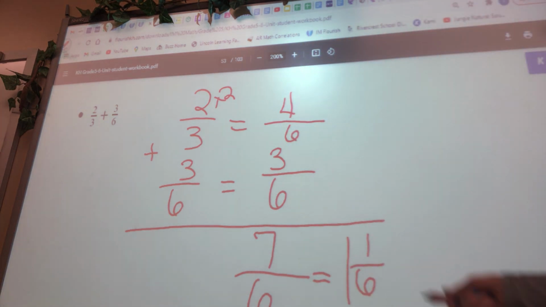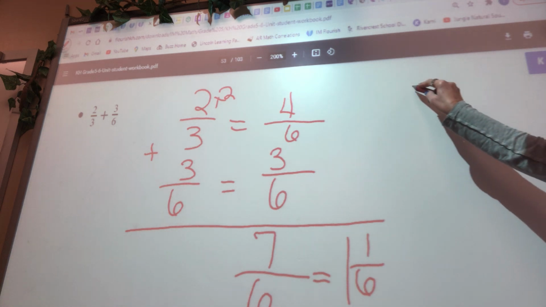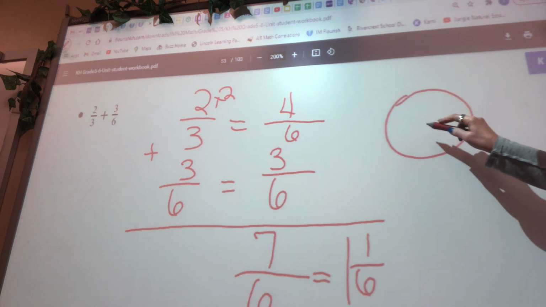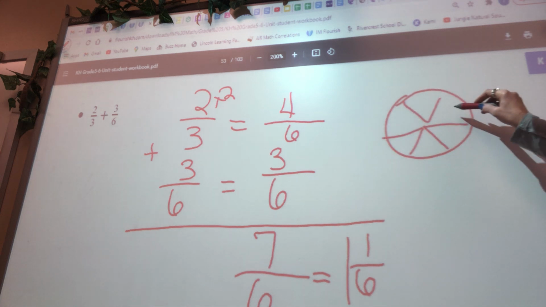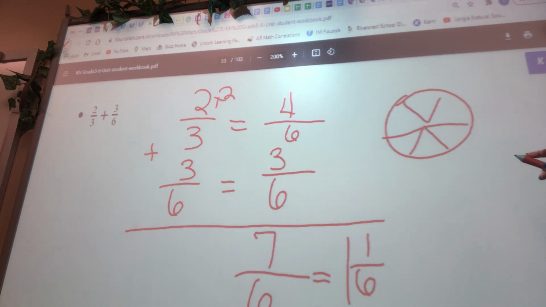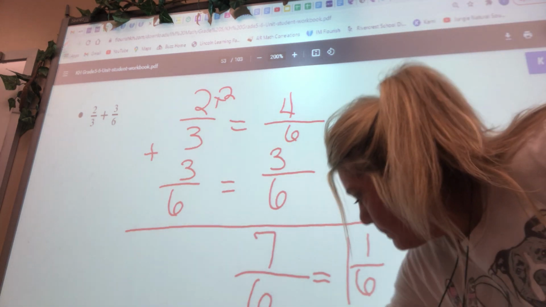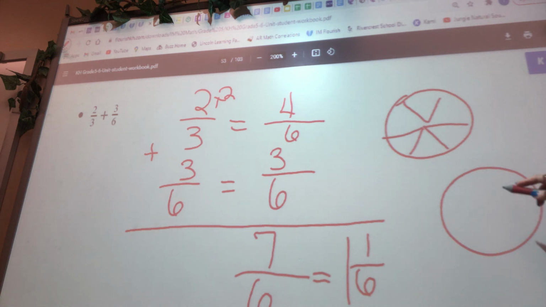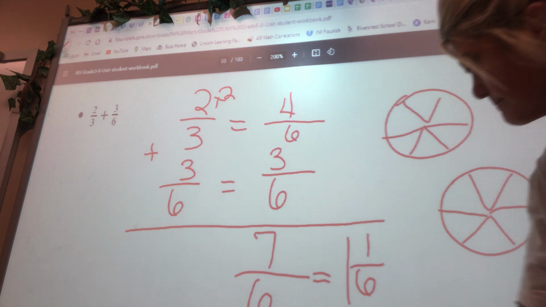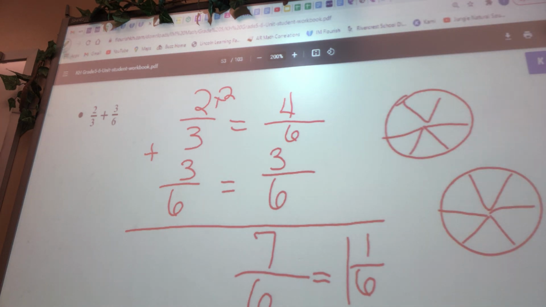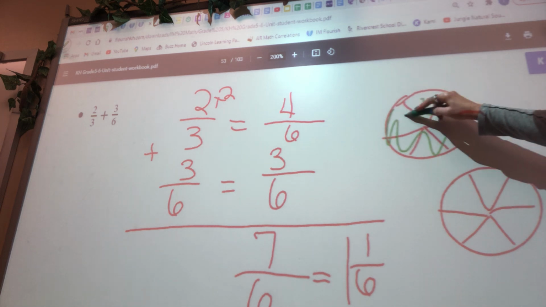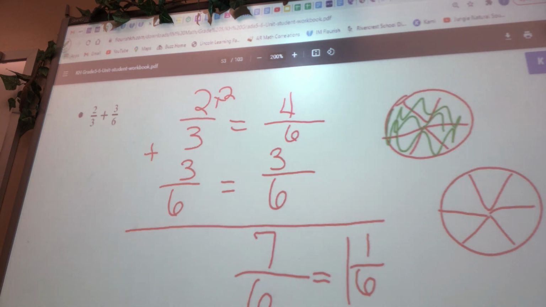If they asked you to find a diagram of that, would I need 2 of them? How many would be shaded on this one? Okay, all of them. How many would be shaded on this one? Just 1.